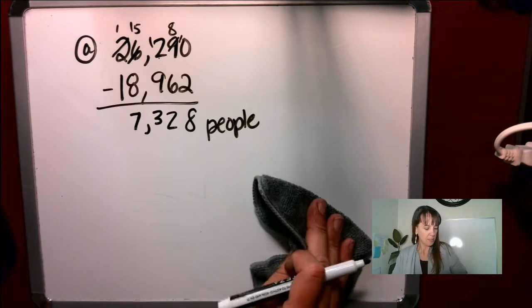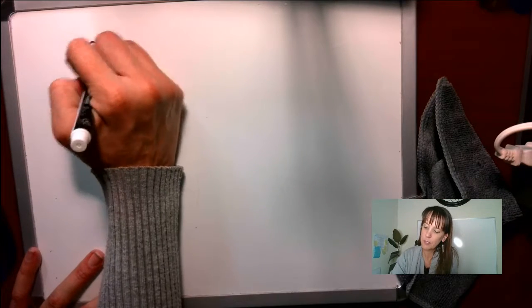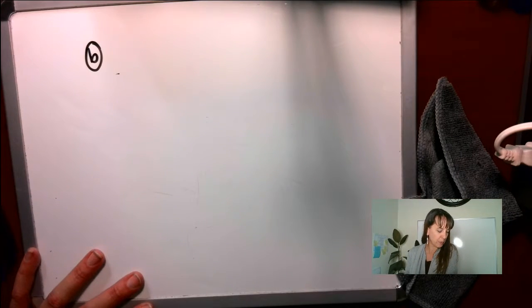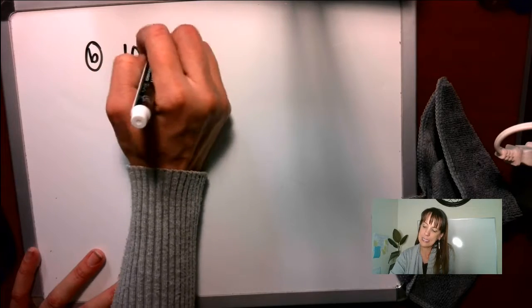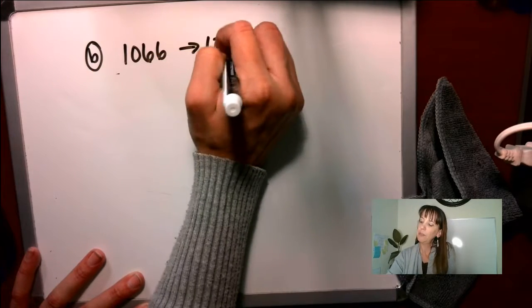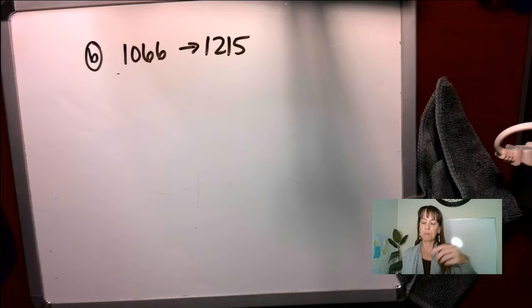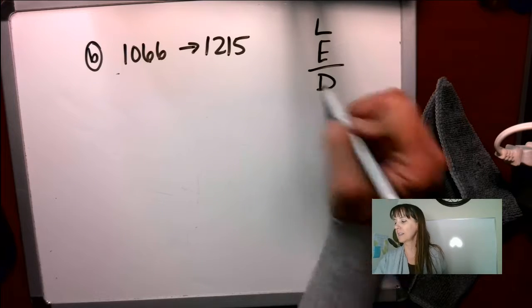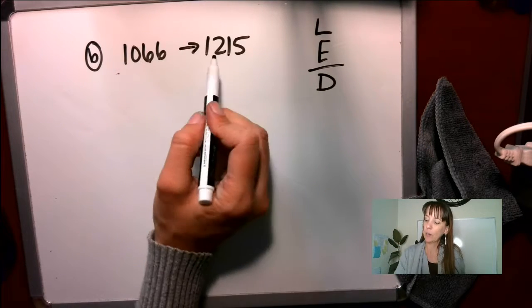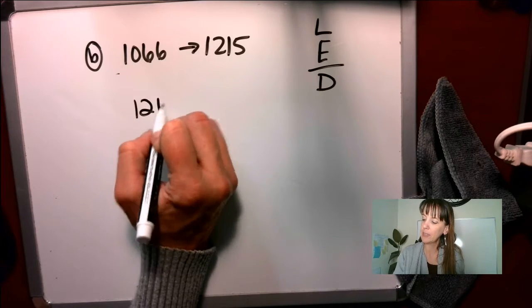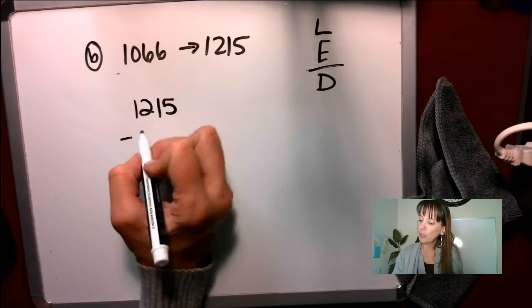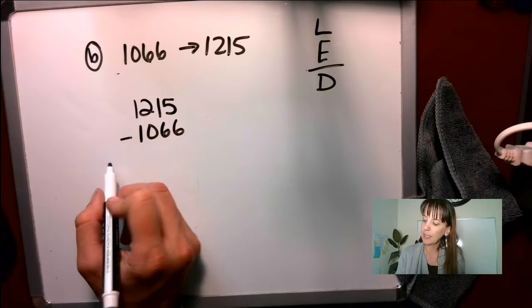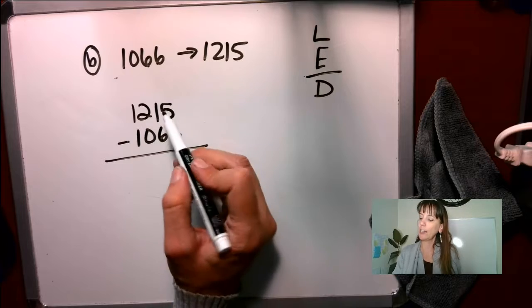Perfect. Let's do B. How many years were there from 1,066 to 1215? It's LED, right? Later, earlier, difference. The later one, the bigger one, 1215, minus the earlier one gives us our difference. Let's do some subtraction.